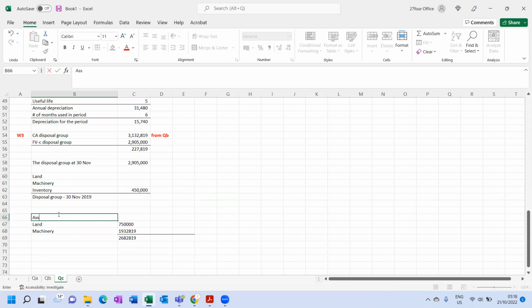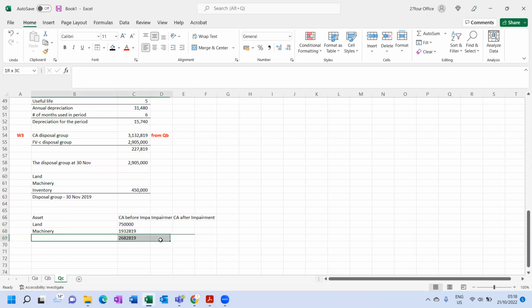So here we have asset. We have carrying amount before impairment. We have impairment. And we have carrying amount after impairment. Okay, so we don't include inventory over here, because inventory does not form part of IAS 36.